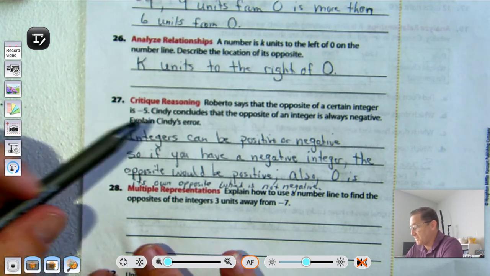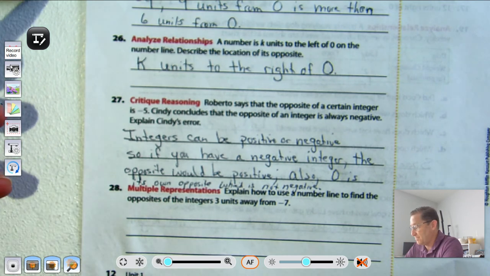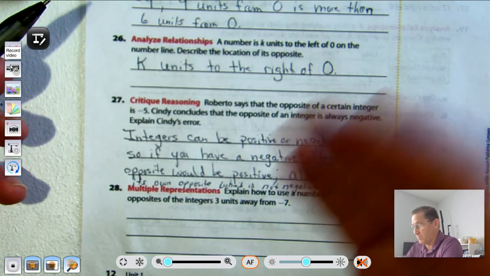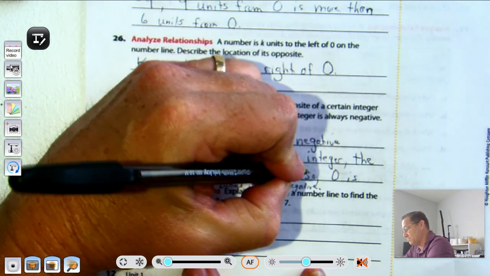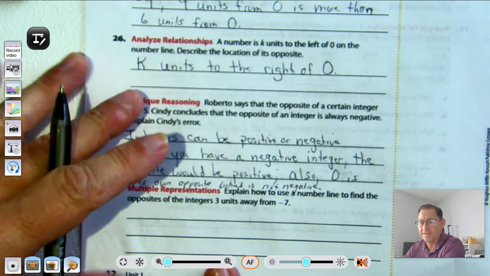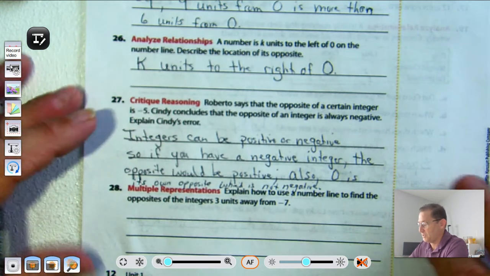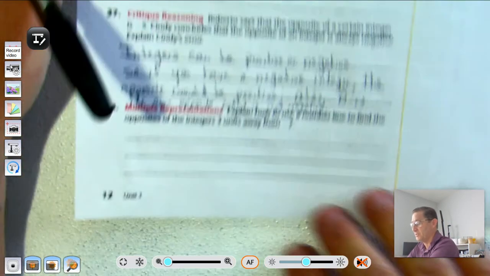Okay, so for instance, if I start with a negative integer, the opposite would be positive, not negative. And also keep in mind, 0 is its own opposite, and it's not negative. So no, her conclusion is not correct.